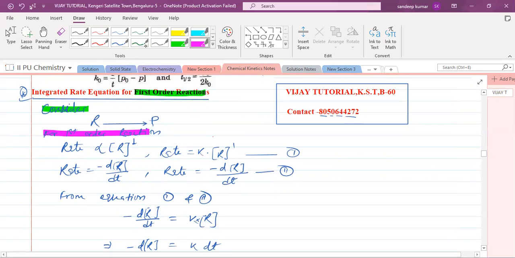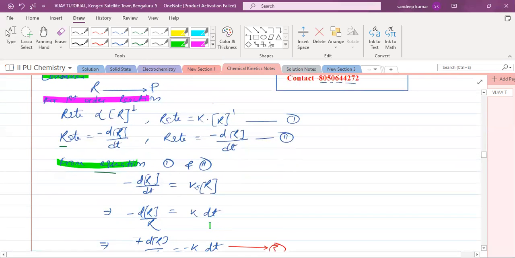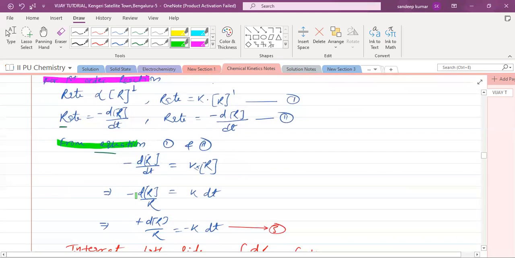By definition, rate is nothing but minus dR by dt. So rate is equal to minus dR by dt, the decrease in concentration of reactant by change in time. As both rates are equal, I have equated the two equations. On equating, minus dR by dt is equal to k into R to the power 1, which is just R. I have moved R to the left hand side, so minus dR by R is equal to k into dt. Multiplying by minus on both sides, dR by R is equal to minus k into dt.